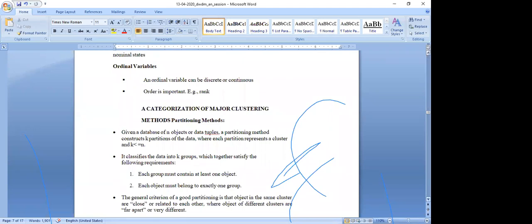In the partitioning method, we can form groups like clusters. Compulsorily there should be a data object in each cluster. If there is no data object in a cluster, we should not consider it. And each object must belong to exactly one group. That means the same object, like object A, should not belong to more than one cluster.